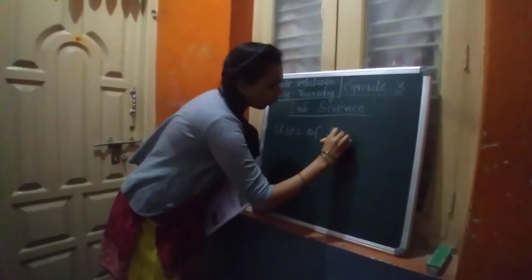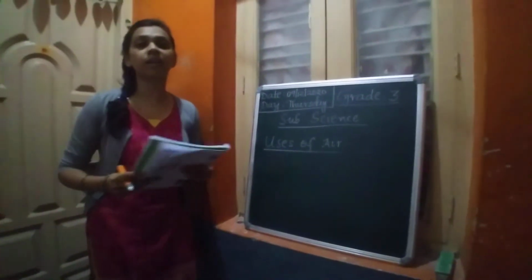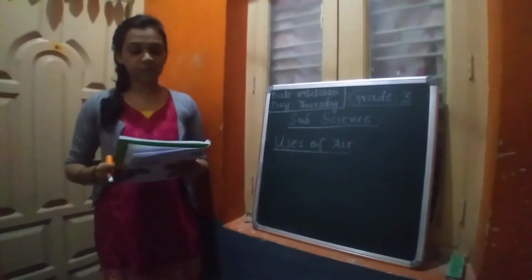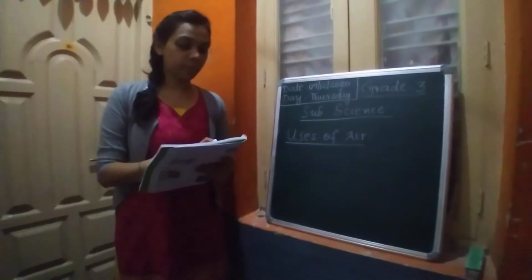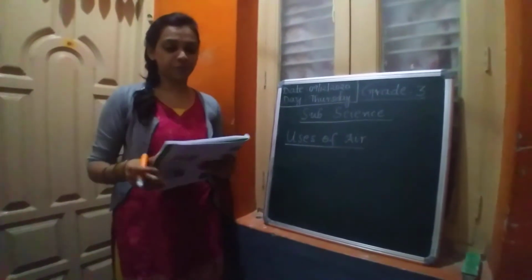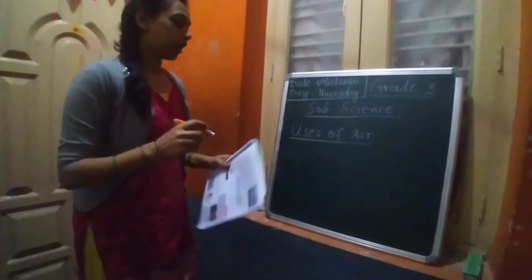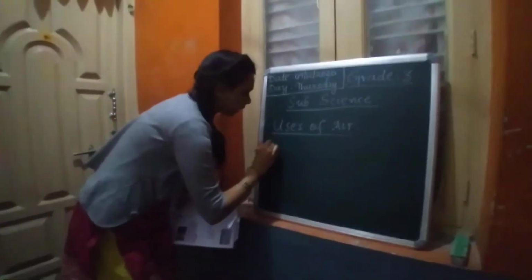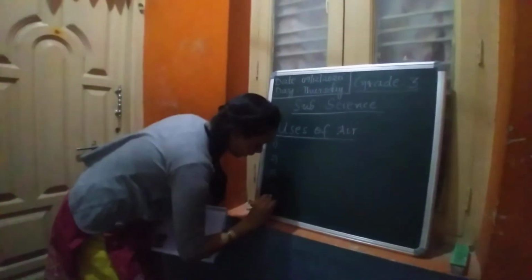Okay, as we all know, air is everywhere, right? But how is it being used in our life? All human beings, all living things need air to live. So let us see about the uses in this video. All living things need oxygen to live. As I told you, there are many uses. Okay, let us see one by one in detail.